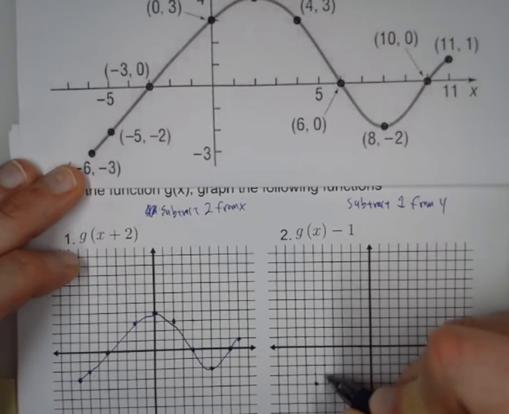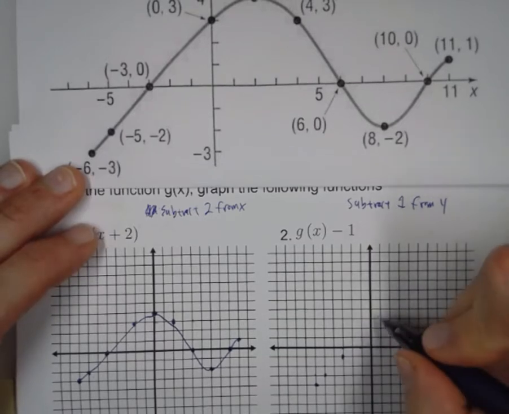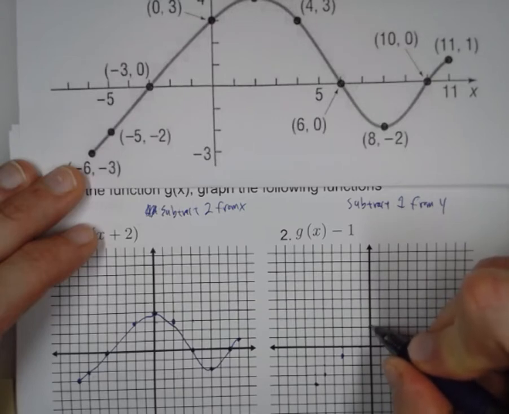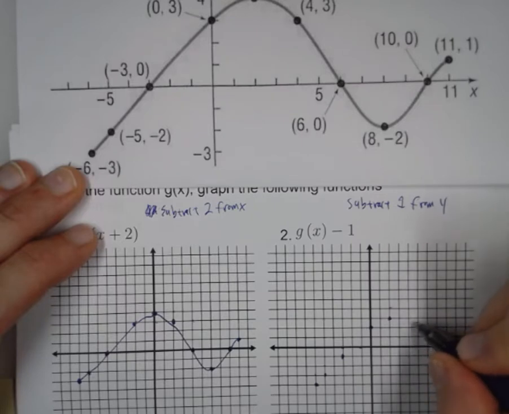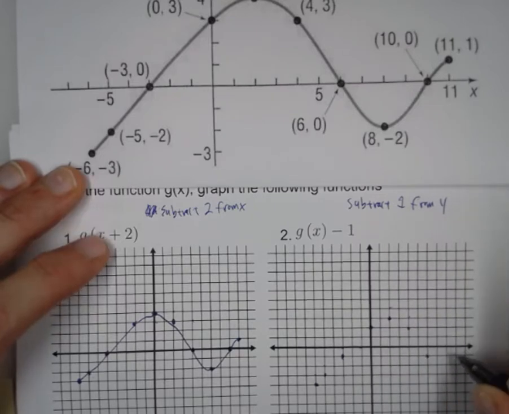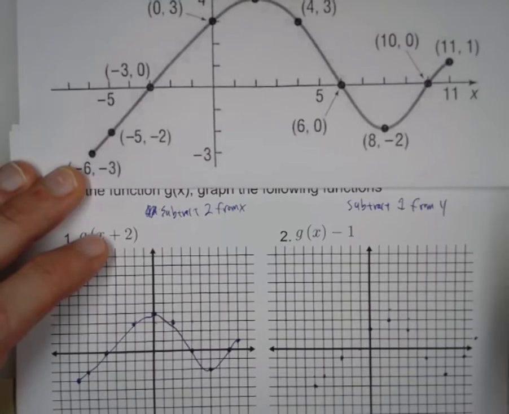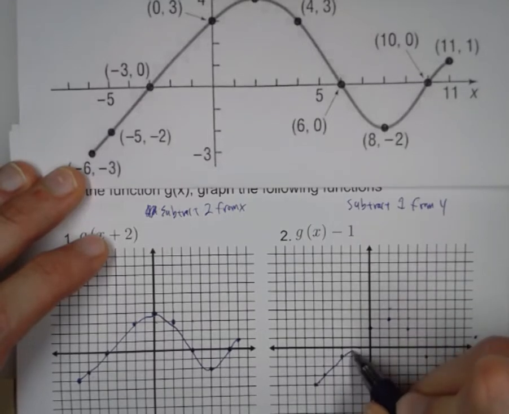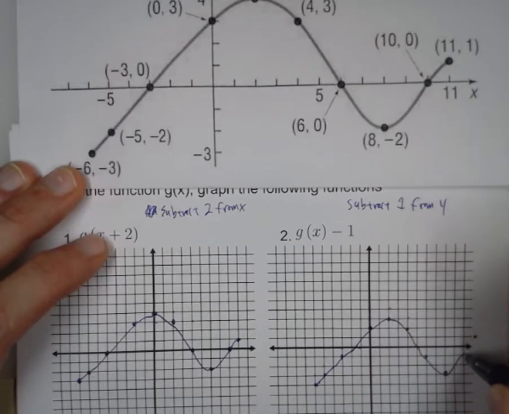5, -2 was right here, but we move it down. -3, 0 was here, but we're going to move it down 1. 0, 3 was right here, we move it down 1. 2, 4 was right here, move it down 1. 4, 3 goes down 1. 6, 0 goes down 1. 8, -2 goes down 1. 10, 0 goes down 1. And then 11, 1 is over here. So the whole graph got shifted down 1 space.